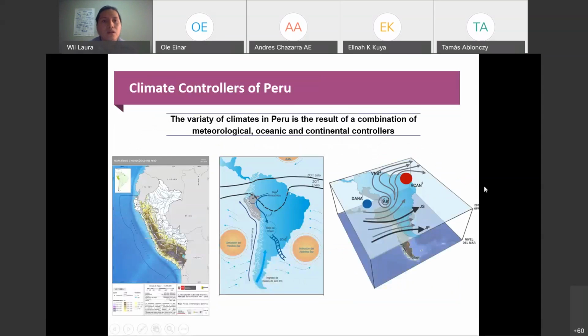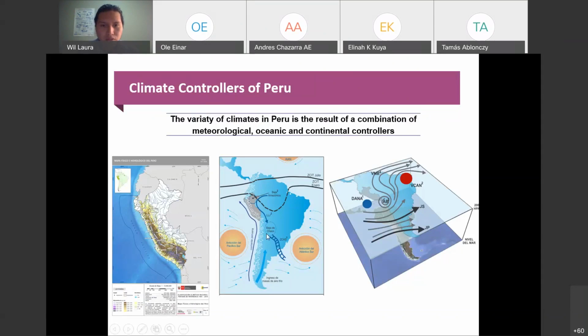So, the climate controllers of Peru. The variety of climates in Peru is the result of meteorological, oceanic, and continental controllers. For example, among the continental controllers, we have the Andes mountain range, which interacts with other meteorological systems that exist in the lower, middle, and high troposphere.